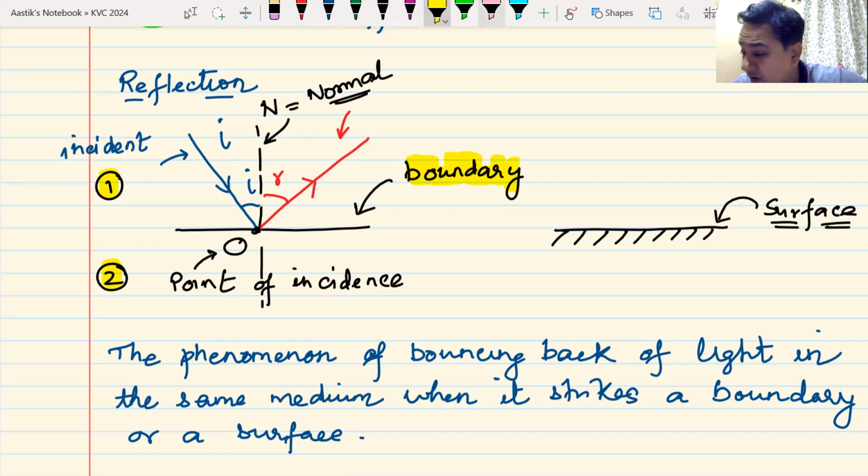Remember the meaning of the term correctly. Normal is always drawn at the point O, not at any other point. Do we understand this? So N is the normal. It is a perpendicular which is drawn to the boundary. This is the boundary or the surface. This is the point of incidence. To draw a perpendicular at this point, that is known as the normal. All of us understand this, yes or no?